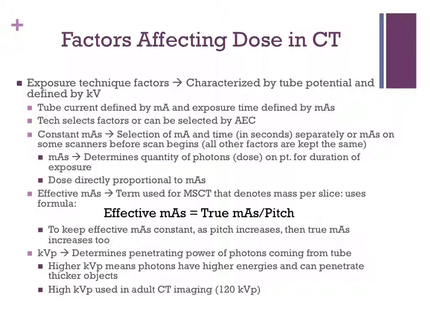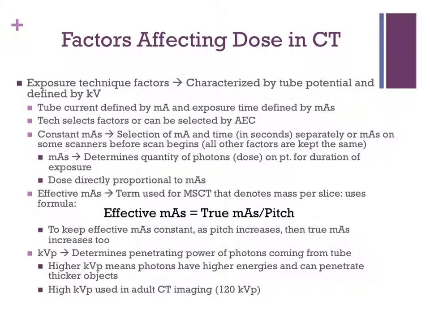Exposure technique factors are characterized by tube potential and defined by kilovoltage. The tube current is defined by milliamperage, and exposure time is characterized by milliampere-seconds, or mAs. The tech can select these factors manually, or they can be selected by AEC, which uses the automatic tube current modulation that we will discuss a few slides later.